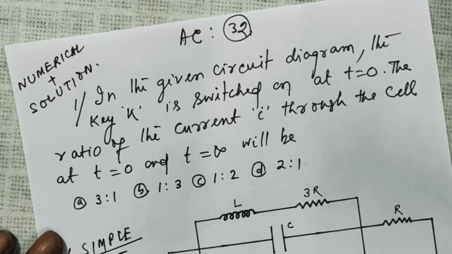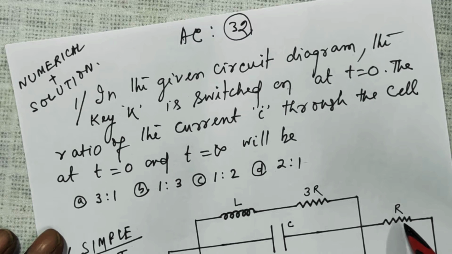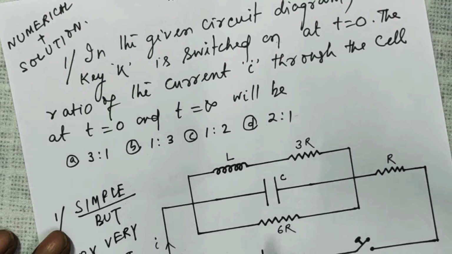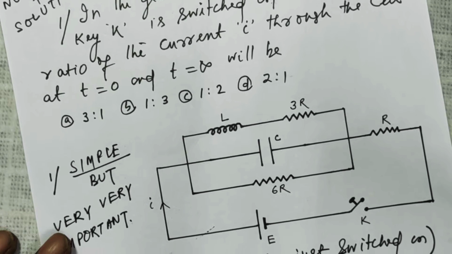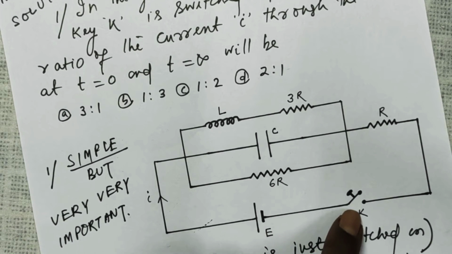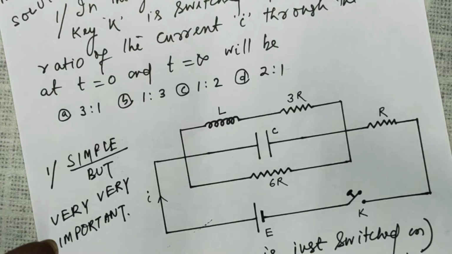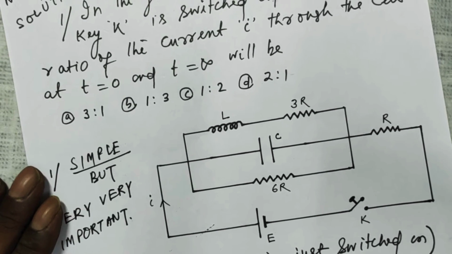Now, in this lesson, we have a pure inductor, a combination of resistances, and in addition to that, there is a capacitor also, connected across a source of EMF, and there is a key here. The moment you press the key, t is equal to 0. And after a long time, you say t is equal to infinite.